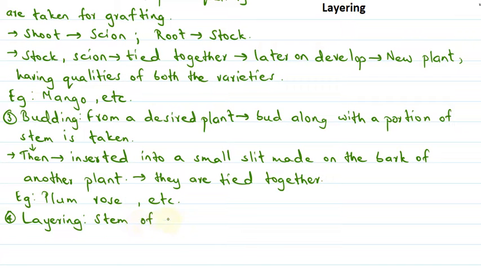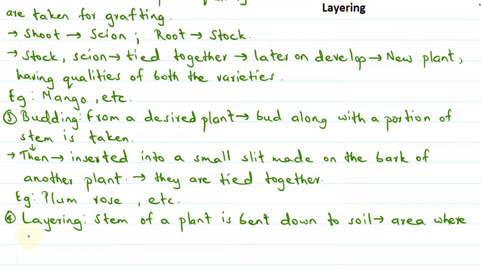Stem of a plant is bent down. Okay, so the stem is bent down to where? To the soil, and in the area where it touches the soil, okay, that area, what happens?